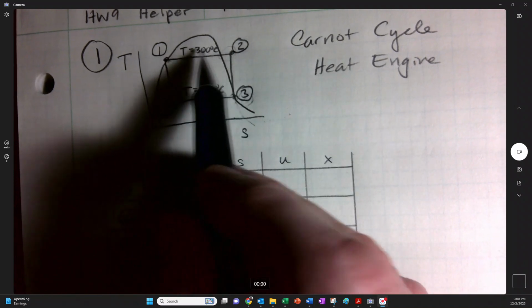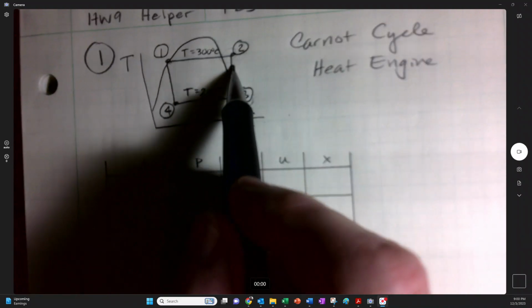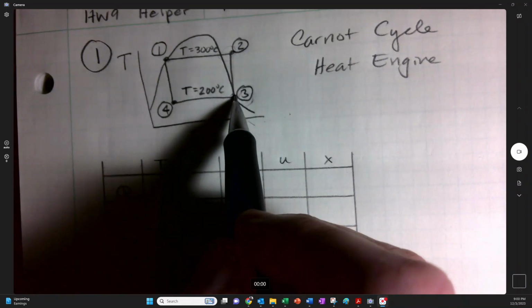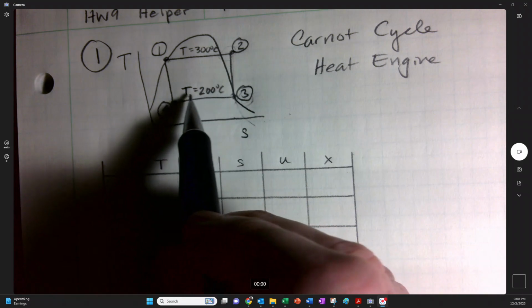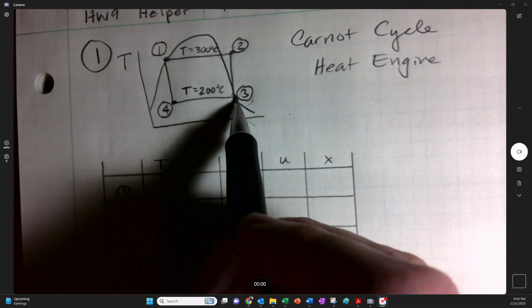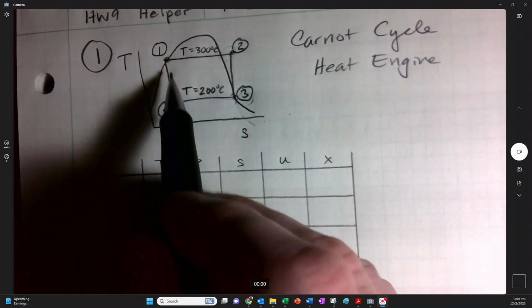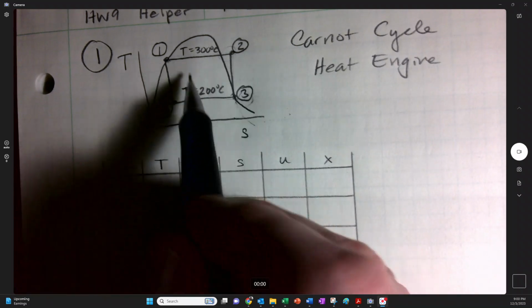There's still going to be some change in work all the way along here. But here's isentropic, come down to here, this expansion. And then we're going to have heat out that goes between 3 and 4. And then we're going to compress it from 4 to 1. I believe I got that all right.